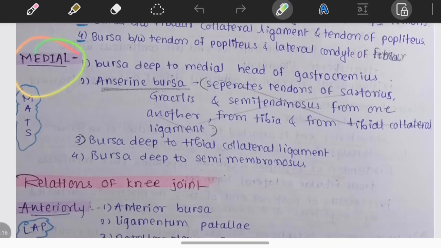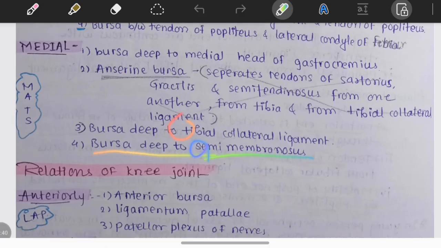Next, the medial. It also has a mnemonic that matches: medial head of gastrocnemius and anserine bursa, then the tibial collateral ligament bursa deep to the tibial collateral ligament, T, and yes, bursa deep to the semimembranosus, S.